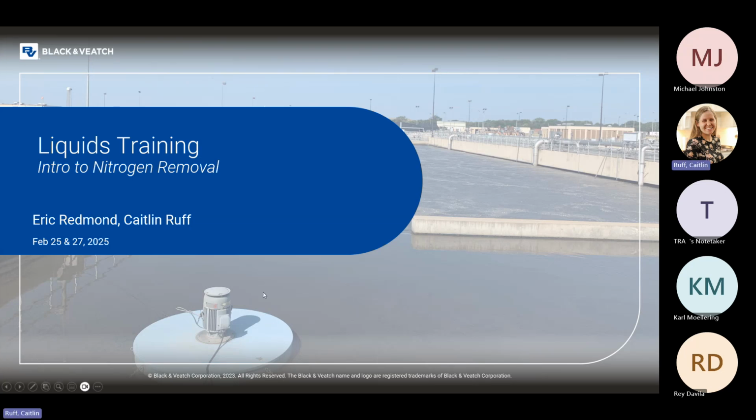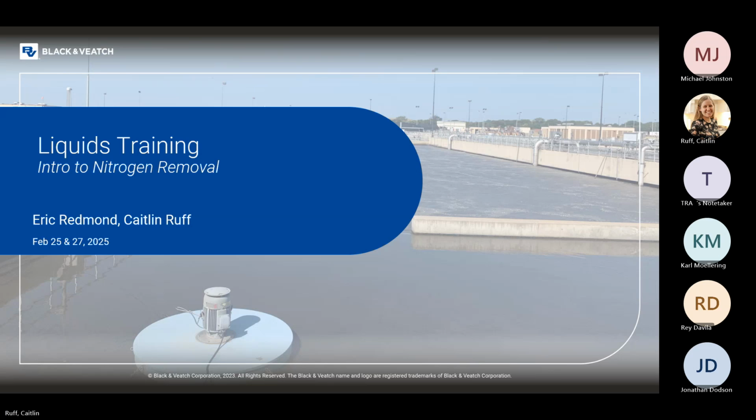So like I said, we're talking about intro to nitrogen removal today. Oh, looks like someone's, oh, it's Jonathan. So we're talking about intro to nitrogen removal today.